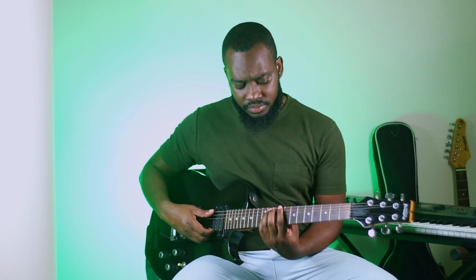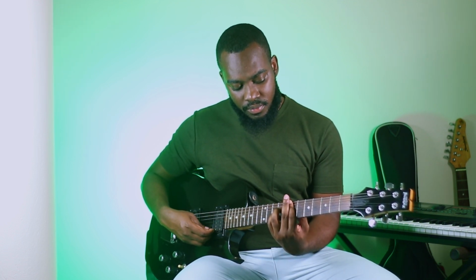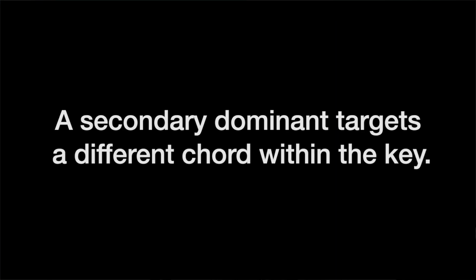So a secondary dominant chord is another dominant chord that targets another chord, which is not our 1 chord. It makes that chord feel like home, feel like that point that you're trying to get to. So again, in the key of C, our dominant chord is our G7. However, a secondary dominant could be an E7 that's resolving to an A minor.